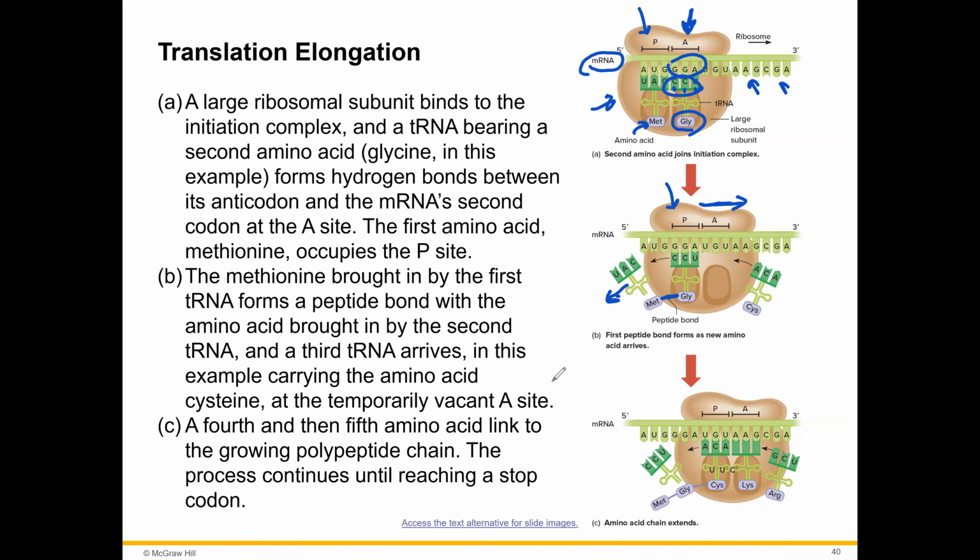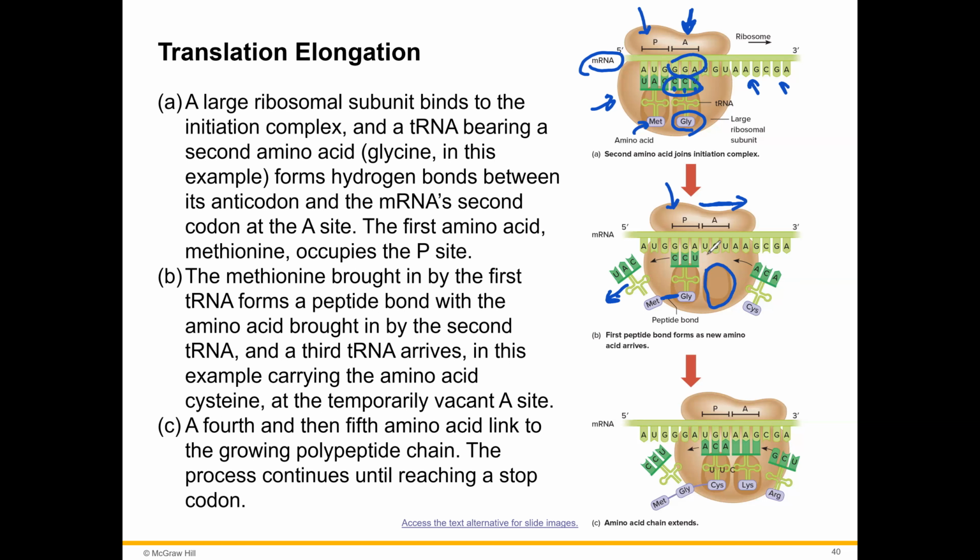Then we have our A site vacant, because our ribosome moved. Now look, there is nothing here. Now we can attach another tRNA. Now what tRNA can you bring over here?